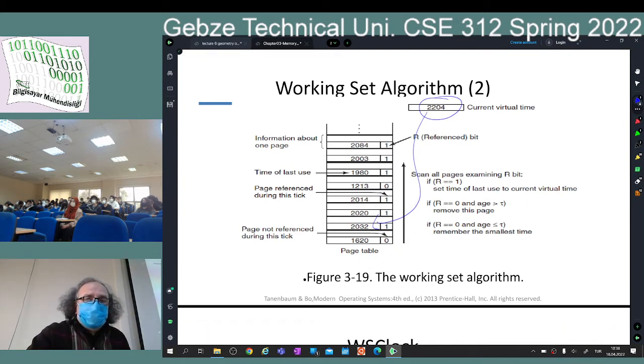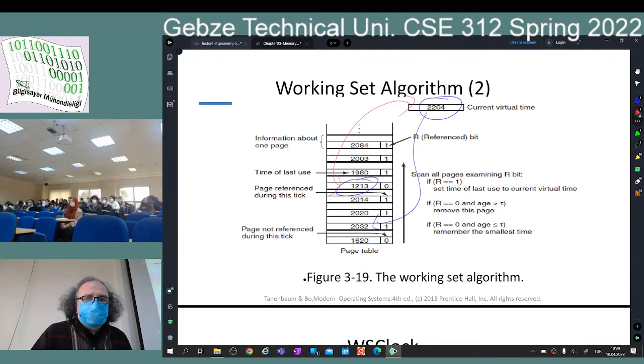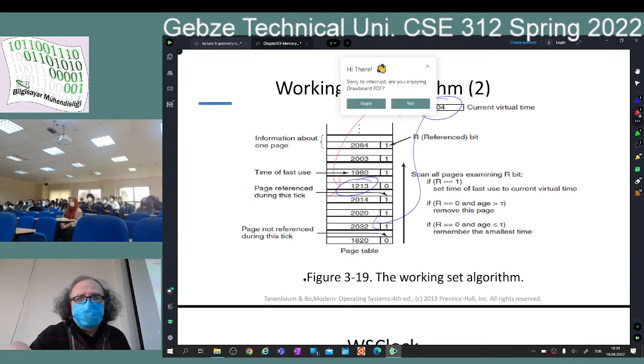But if R is 0, I can calculate the age. For example, the difference between this and this, 2200 minus, what should I say, 2200 minus... you know, but yes.